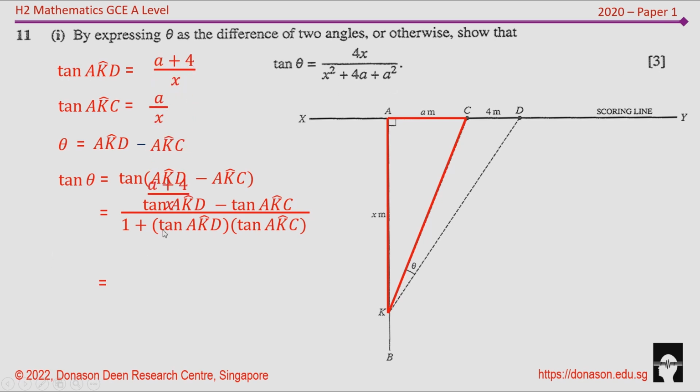So tan AKD is of course a plus 4 over x. From that I'm going to subtract away tan AKC, which is simply a over x, and as you can see the numerator can be easily simplified. x and x, both of them have the same denominator.